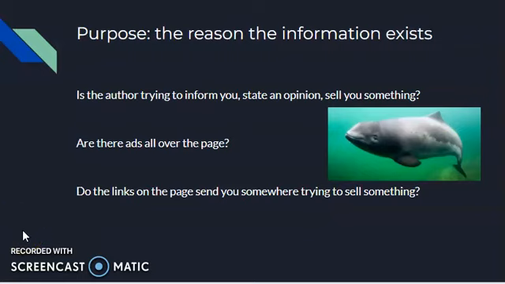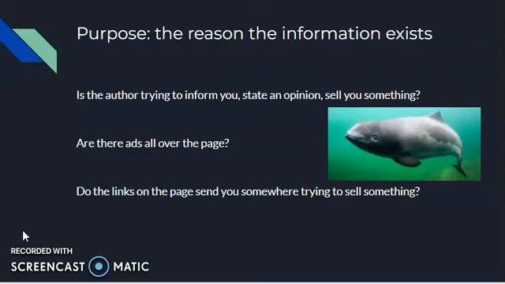The P in C.R.A.A.P stands for purpose, the reason the information exists. Is the author trying to inform you? Are they trying to state an opinion? Or are they trying to sell you something? These are questions that you need to ask yourself.